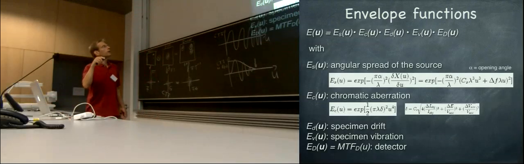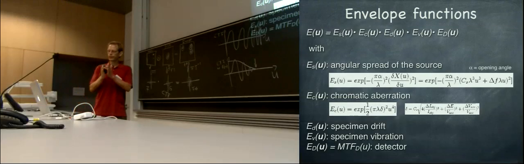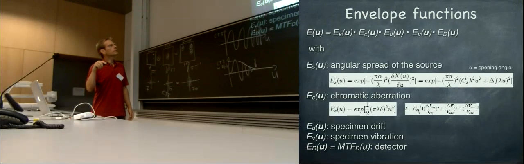The general envelope function has different components that are all multiplied together. The first is ES, an envelope function that is dependent on the angular spread of the source. Do we have a field emission gun that puts the electrons out in a very narrow direction, all parallel? Or do we have a LaB6 or tungsten filament that puts electrons out in every direction? Which is this alpha opening angle of the source here. And there's an equation for how this then affects an envelope function.